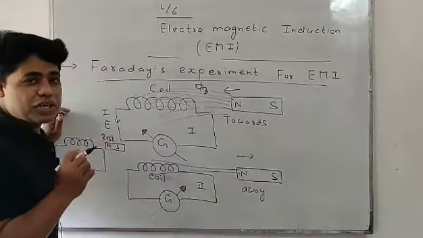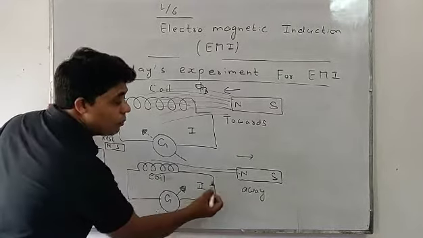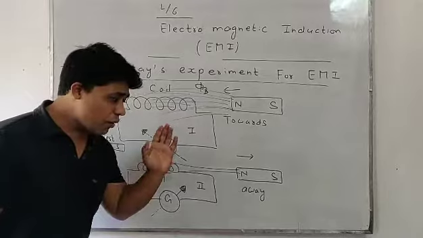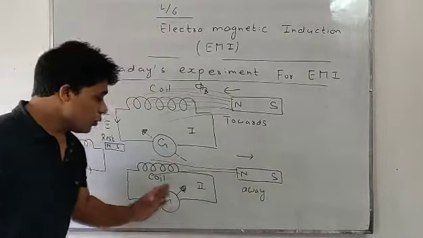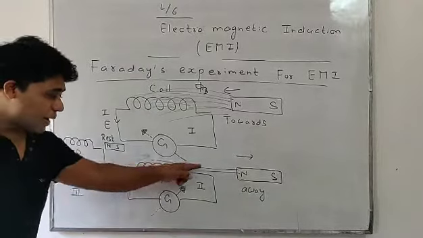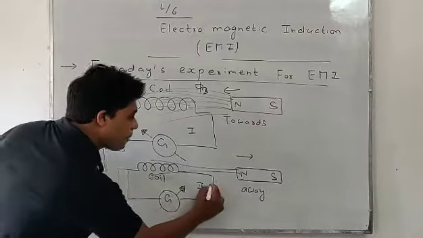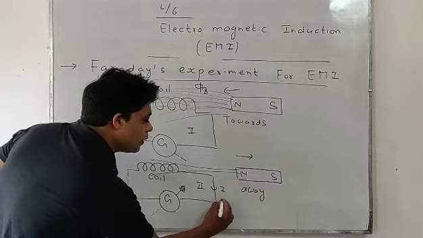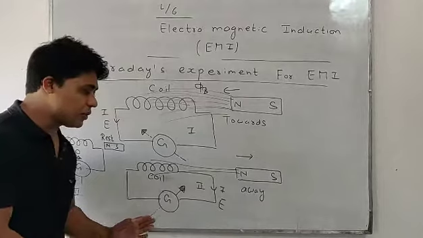So what is the essential condition for the production of current and EMF? Flux should be changed. When we took the bar magnet away from this circuit, the passing flux through the coil will decrease. As a result, it produces current and EMF again, in the opposite direction.